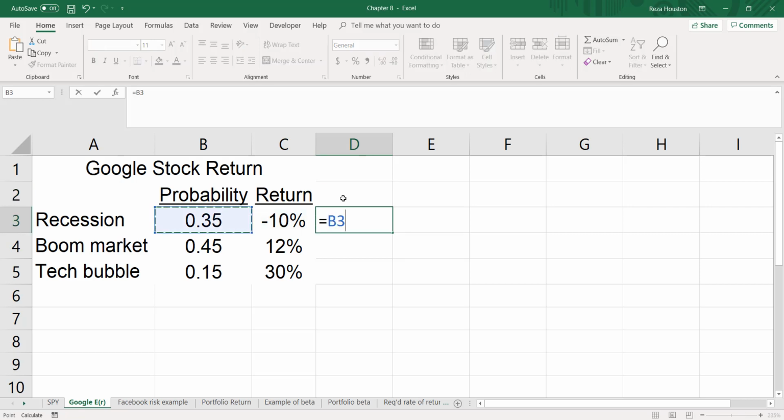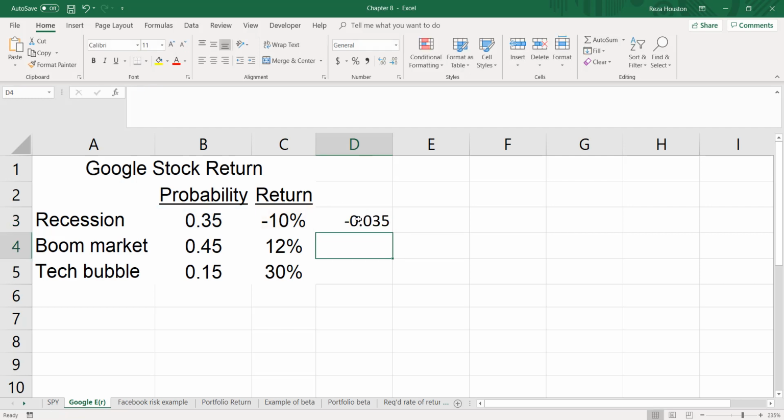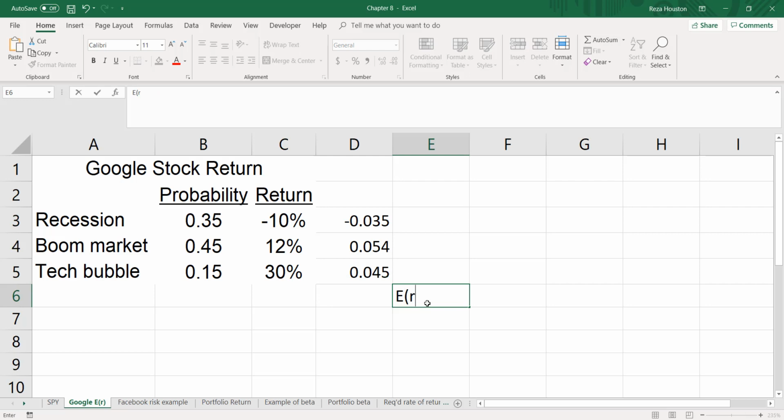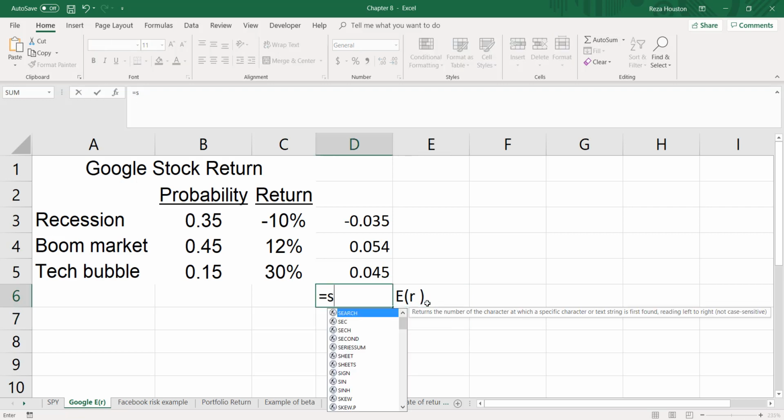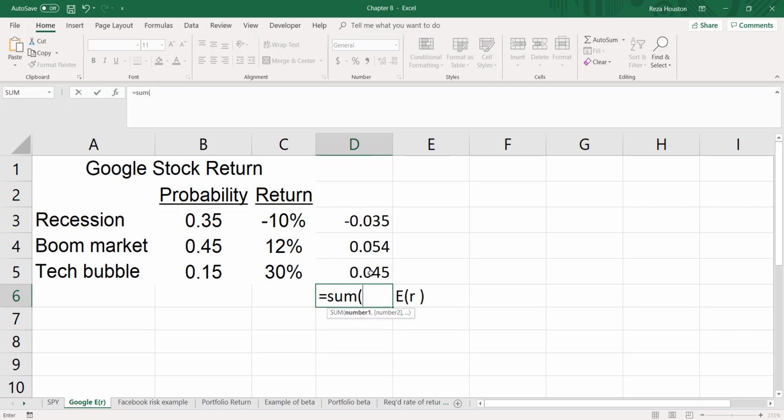So equals 0.35 times -10, and I'm going to copy this formula down by clicking on the bottom right-hand corner of the cell and dragging it down. Now, our expected return on this stock is going to be calculated as the sum of all of these products.